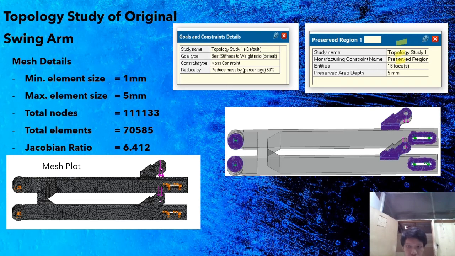And then we also set a preserved region in the study. So this diagram shows the preserved region in purple color, and the preserved depth is set as 5 mm. So during the topology study, this area will be preserved and not removed by the topology optimization.